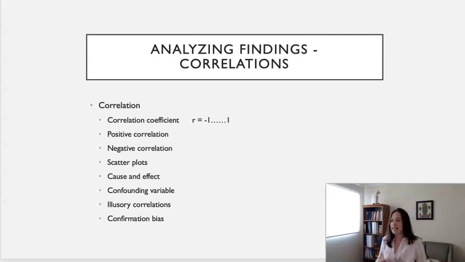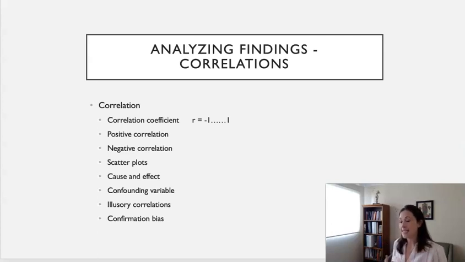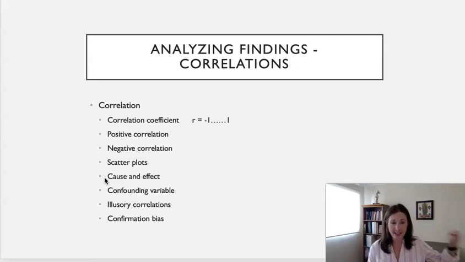Correlations. What does it mean if you're doing correlational research? What it means if two things are correlated is that there is a relationship between those two things. That's all a correlation means. It means relationship. It does not mean cause and effect. If you have a correlation, you cannot say this thing caused that thing to happen. You just say they are related to each other somehow.